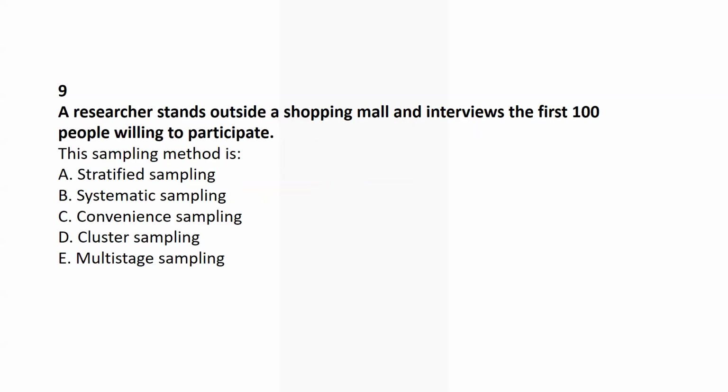Question number nine: a researcher stands outside a shopping mall and interviews the first 100 people willing to participate. This method is option A, stratified sampling; B, systematic; C, convenience; D, cluster; and E, multi-stage. C, convenient. Yes, now it is convenience sampling.